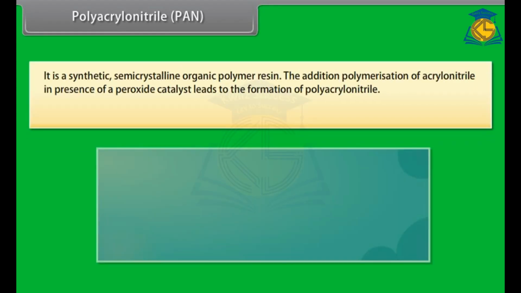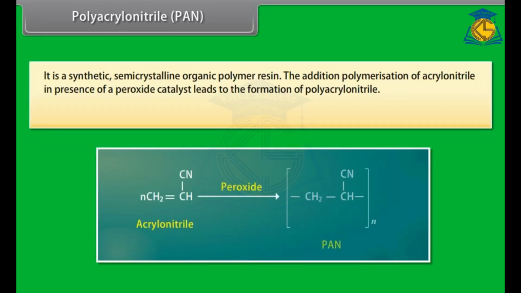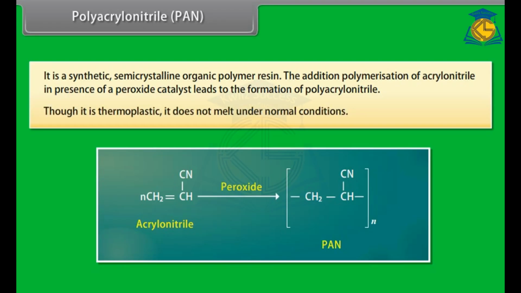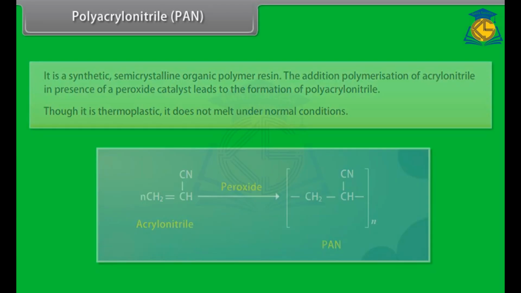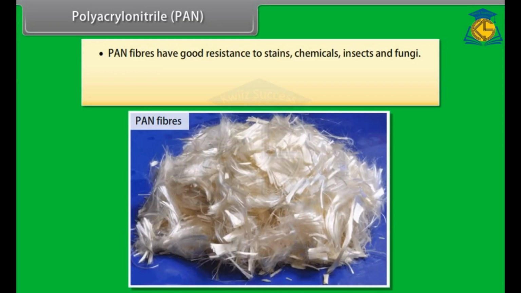Polyacrylonitrile, PAN. It is a synthetic, semi-crystalline organic polymer resin. The addition polymerization of acrylonitrile in presence of a peroxide catalyst leads to the formation of polyacrylonitrile. Though it is a thermoplastic, it does not melt under normal conditions. PAN fibers have good resistance to stains, chemicals, insects and fungi.